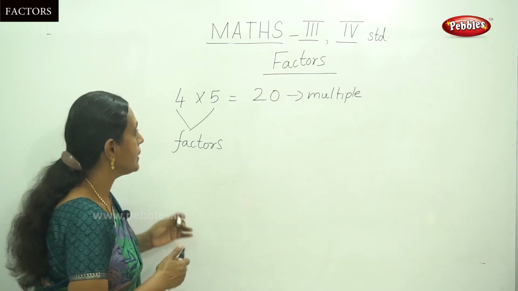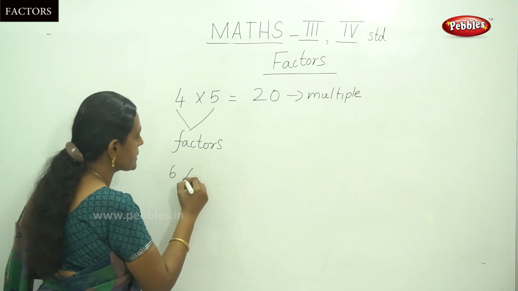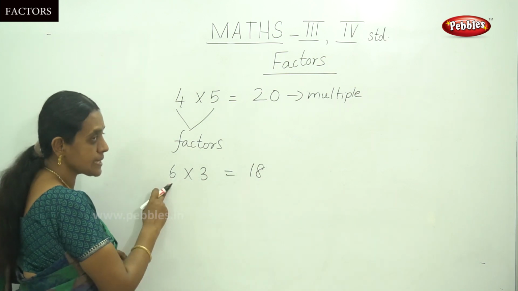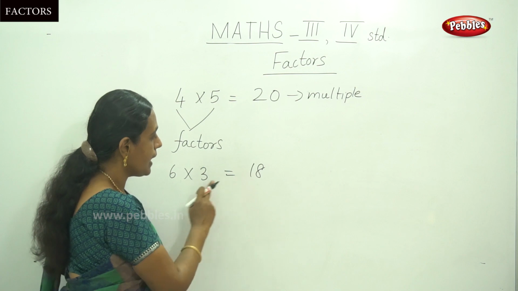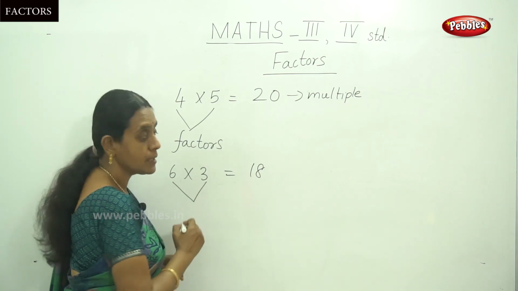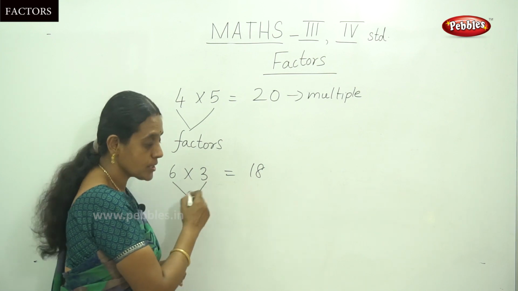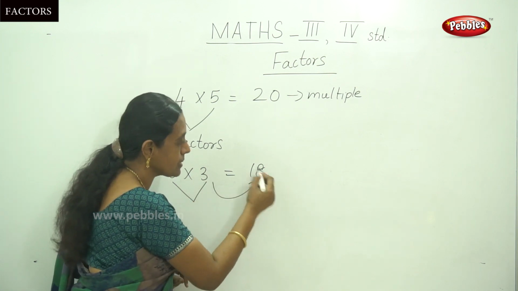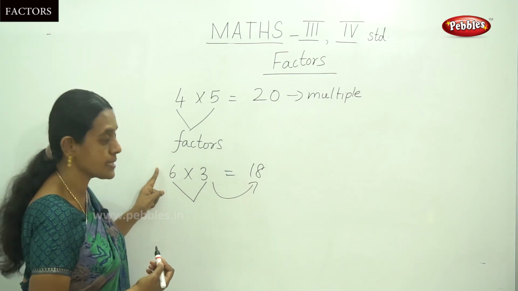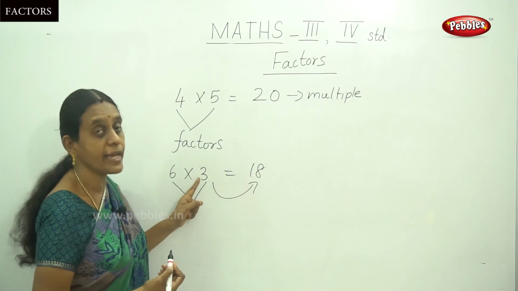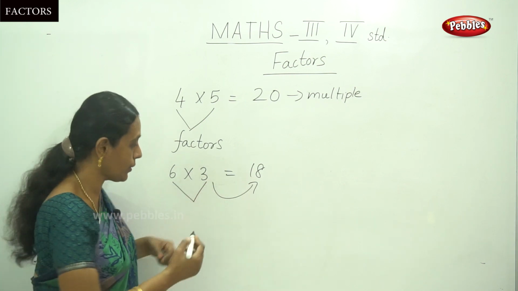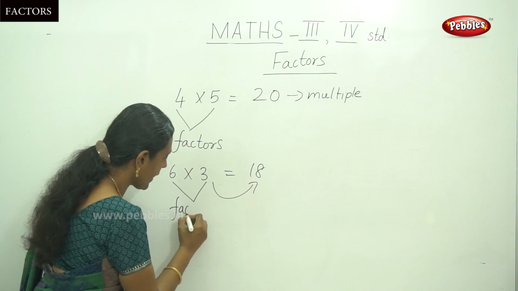Okay, let me show another example, that is 6 3s are 18. So 6 is a factor of 18 and 3 is also a factor of 18, because these two numbers are multiplied with each other to get the product, that is the multiple. Okay, 18 is a multiple of 6 and 18 is a multiple of 3. So that means 6 and 3 are called factors.